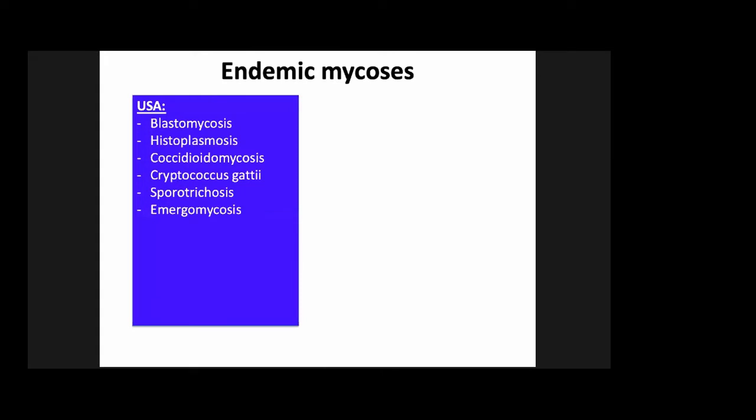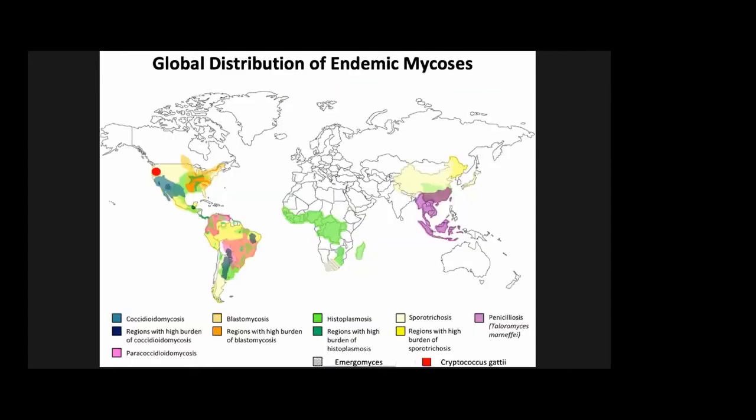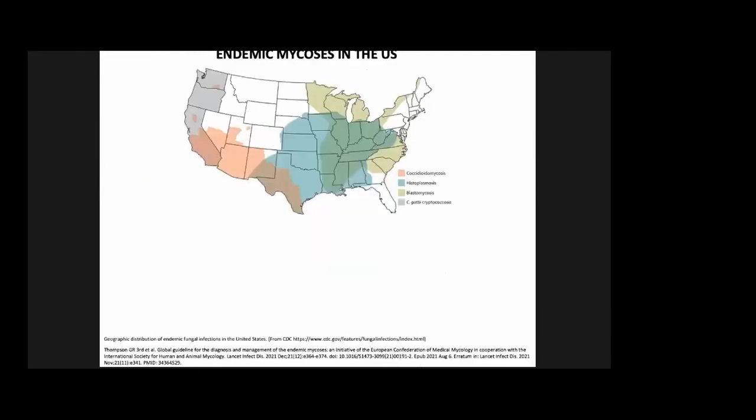So how many endemic mycoses do we have in the US? In the US, we have multiple: Blasto, Histo, Cocci, Cryptococcus gattii. We also have sporotrichosis, and also a new one that is called Emergomycosis. Outside of the US, we have paracocci and Talaromyces. And the other thing that you should know is that in general, all these diseases have a global distribution. So actually you can see them on every single continent.